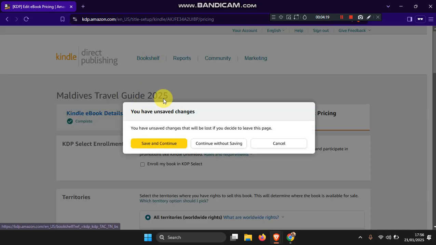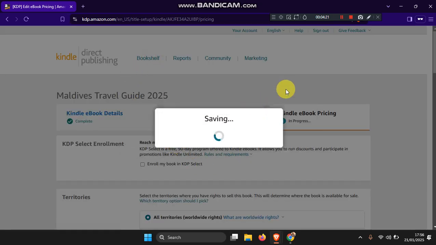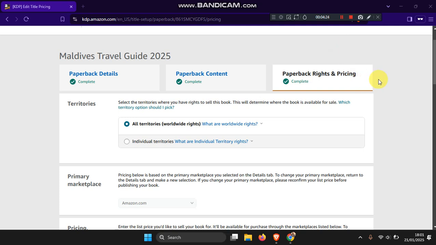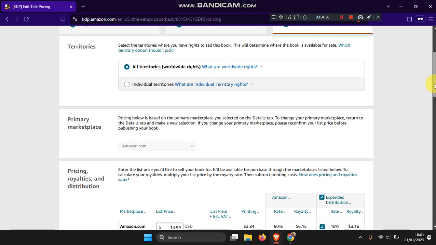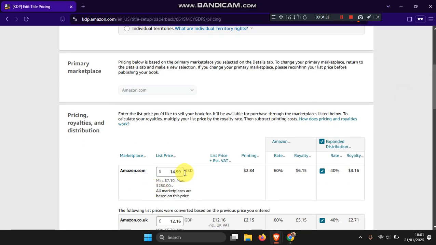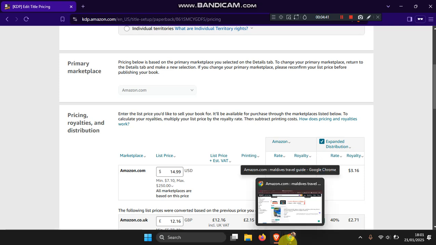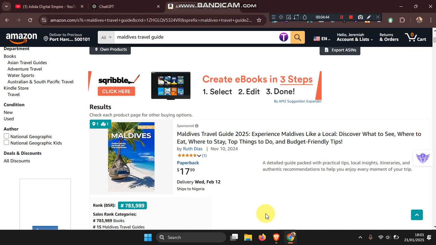Alright, let's go back to see the paperback. As you can see, this is the paperback pricing for this book. I've already priced it at $14.99. I'm aiming for a royalty of 6.15. Now the book, as I said, is not a very big book. It's just 110 pages, not up to 120 if I'm not mistaken.